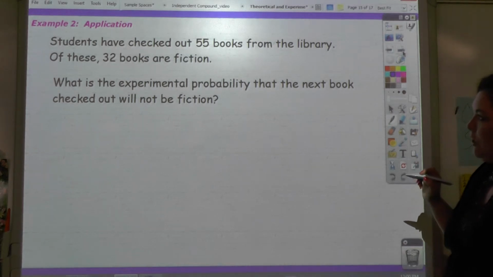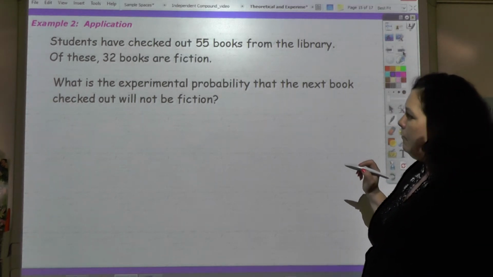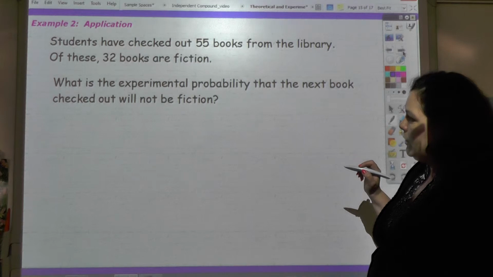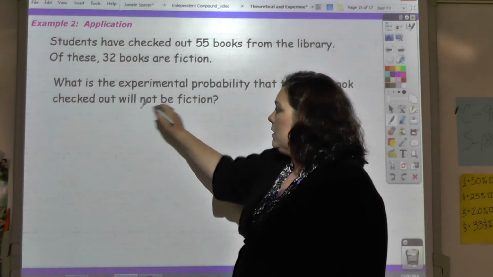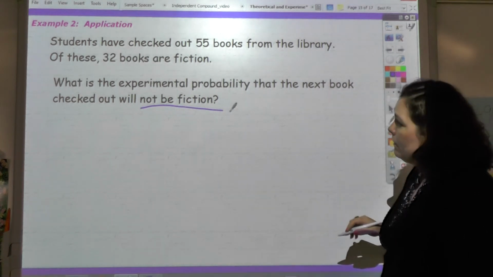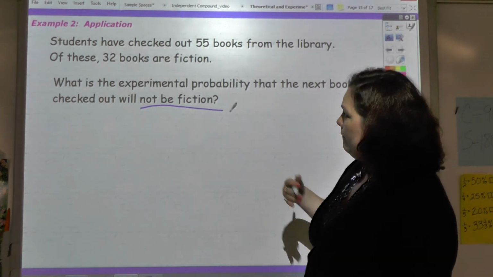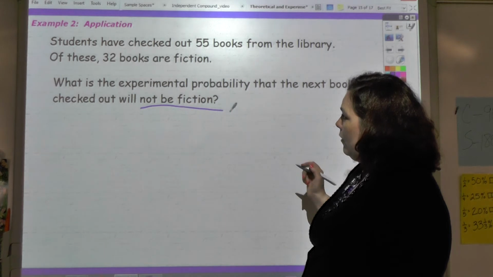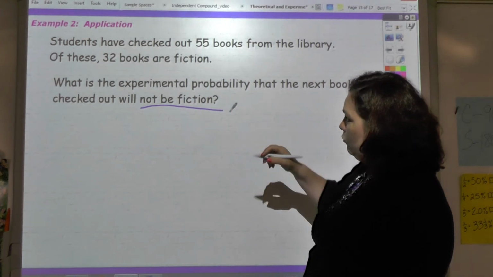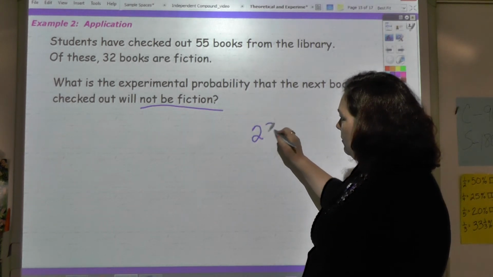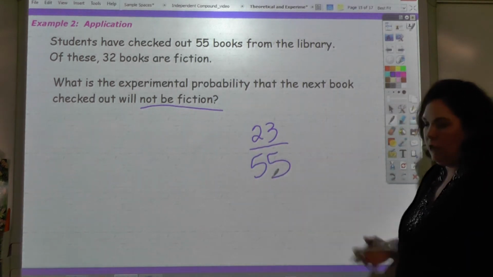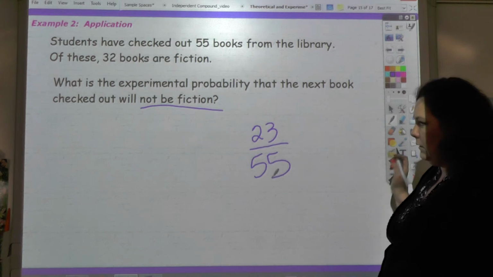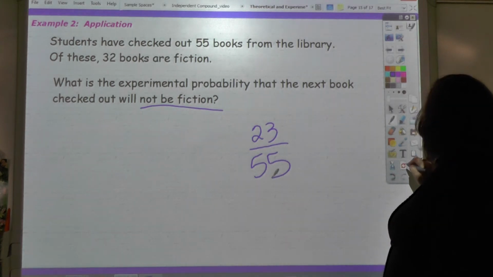Okay. Students have checked out 55 books from the library. Of these, 32 books are fiction. What's the experimental probability the next book will not be fiction? So this is actually the complement of fiction. So 32 are fiction, so subtract those and get 23 out of 55 that are non-fiction. And of course, we're not going to change that because it doesn't neatly go to a decimal or a percent.